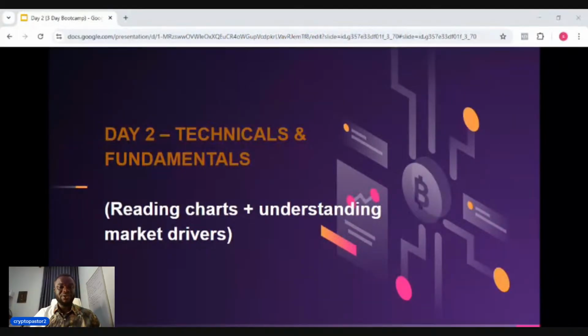So today, I'll be teaching you more on technical analysis and fundamental analysis and explain exactly how everything works. We're going to start with technical analysis. But before I go into it, I want to explain what both of them mean overall. Technical analysis is simply reading of the chart and knowing where the market is going. In as much as you want to buy a coin, you need to know when is best.